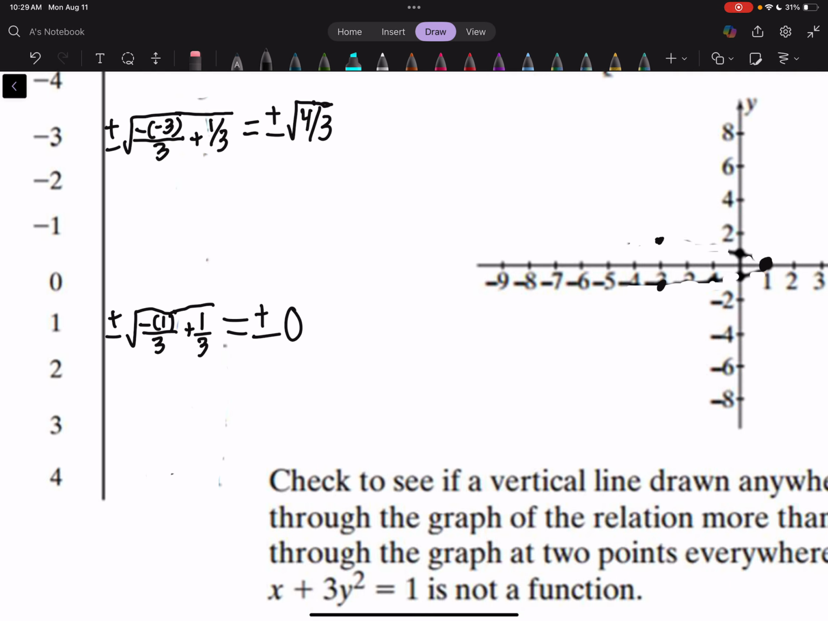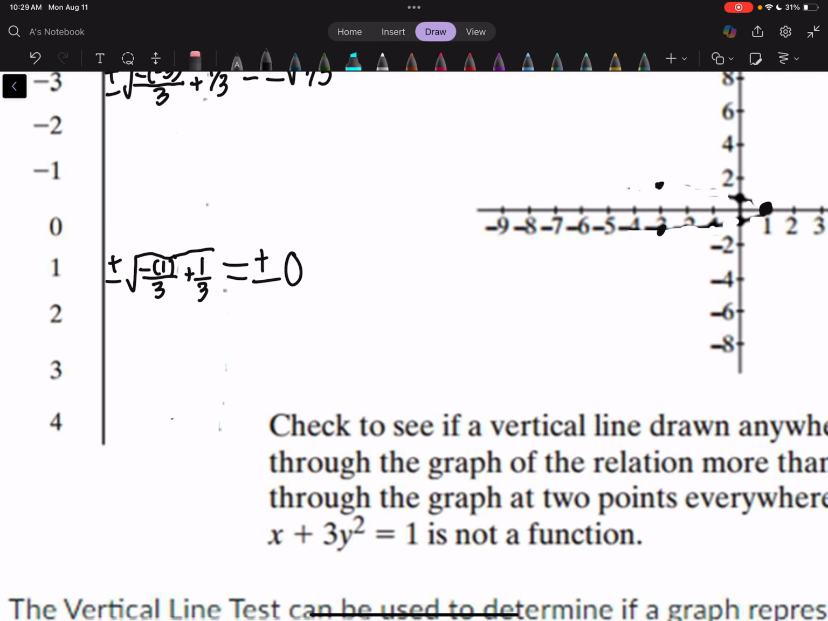All right. Let's do one more, and I'm going to choose 3. This is plus minus square root of negative, plug in my 3, over 3 plus 1/3. This is equal to plus minus the square root of negative 2/3. This is an imaginary number. Because this is imaginary, it is not going to show up on my graph. You cannot take the square root of a negative number.